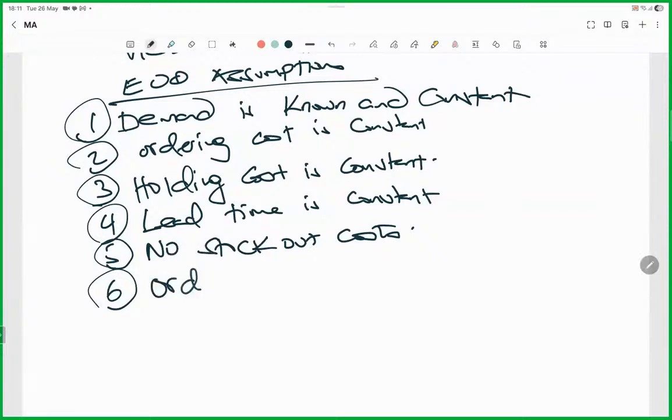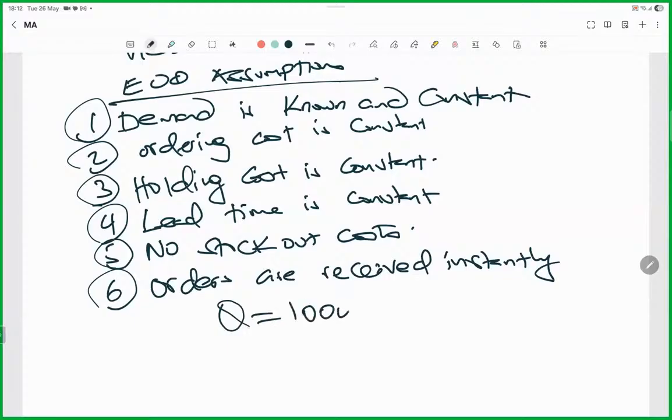Orders are received instantly. What do you mean, Mwalimu, with this? If, for example, you're working with some funny suppliers, you have procured 1,000 units, and then they keep on bringing you 100, 200, then that will not work. For us, whenever we make an order, if you've ordered 1,000, they will give us all at once. The very last one, number 7.